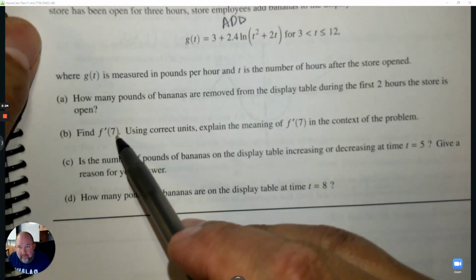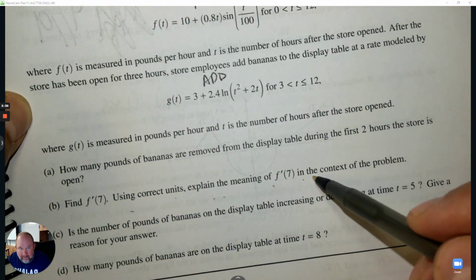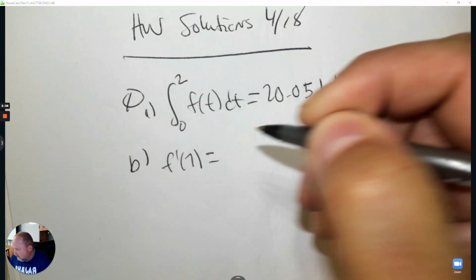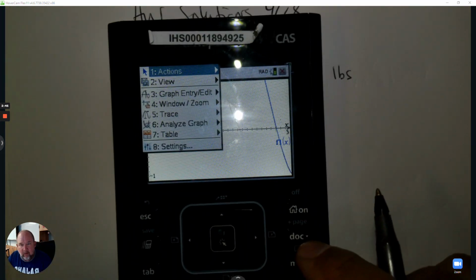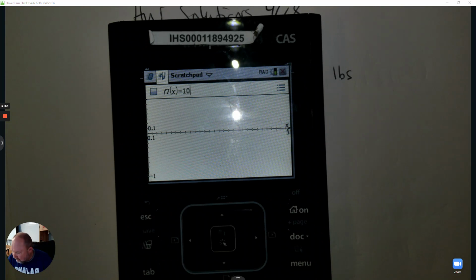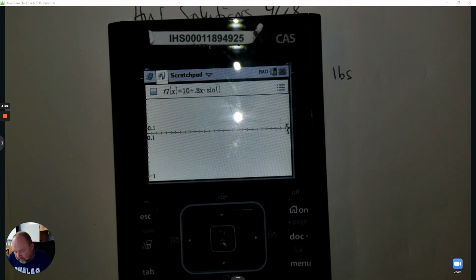Find the derivative of F at 7 and use correct units to explain the meaning in the context of it. So can you take the derivative at 7? This is something I probably should have done at the beginning, so I'm going to show you that. If you have something here, you can press 1 and 4 and delete it all. I want you to define the equation, so you don't have to type it in over and over again. So press tab, and make sure you're careful. 10 plus 0.8, you're going to have to use x, times sine of x cubed divided by 100.